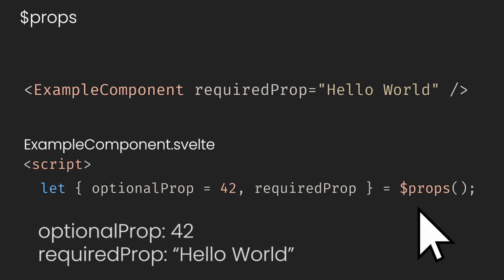So in this example, required prop here would then have the value of hello world, and the optional prop would have the default value of 42. That's all you really need to know about properties at a basic level. Now let's move on to state.